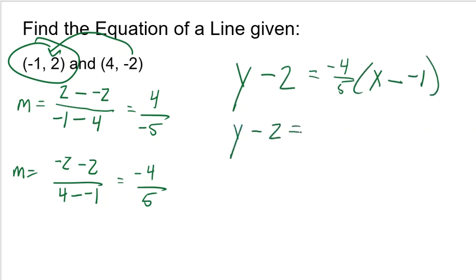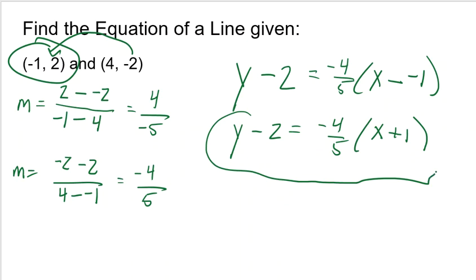And then again, y minus 2 equals negative 4/5. The only thing I'm going to do is minus a negative is a positive. If you saw that coming ahead of time, you could have just put that and saved yourself a little bit of writing. So be careful. If the directions say leave in point slope form, don't add the 2, don't distribute, just leave it right there, which is a form I happen to love.